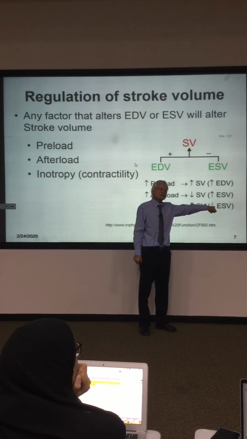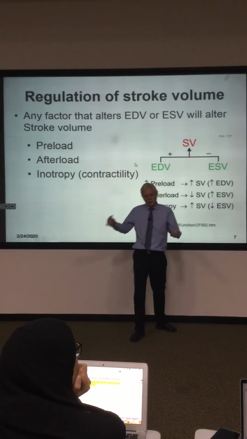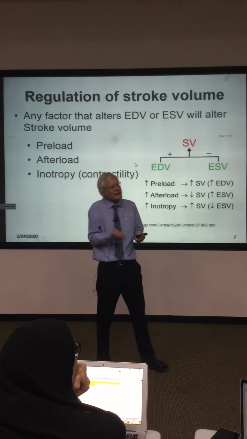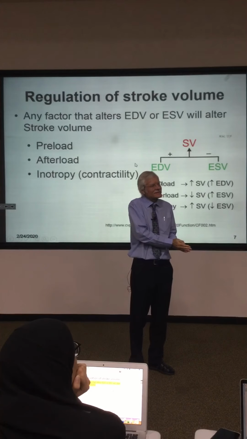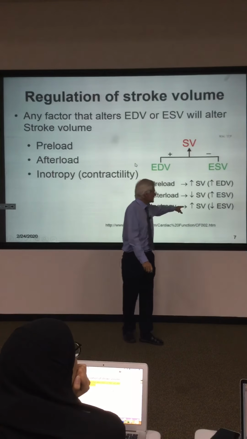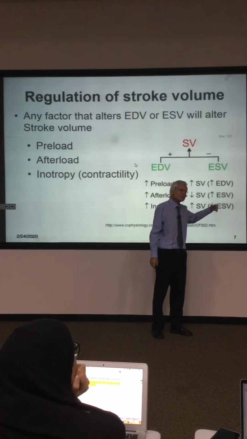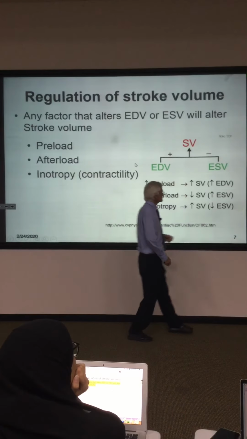So that's why there's a decrease in end systolic volume. In other words, the more the heart contracts, the more blood will come out of the heart, and the less blood will be left. Yeah? So that's why stroke volume increases are associated with reductions in end systolic volume.